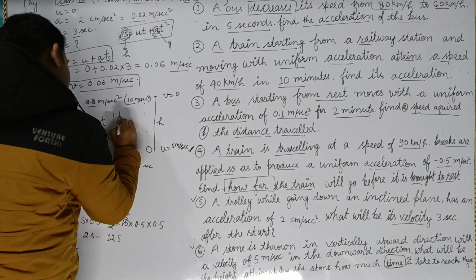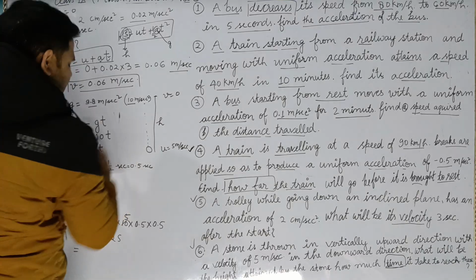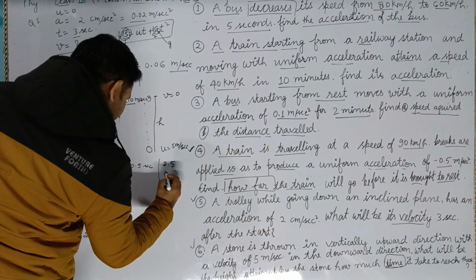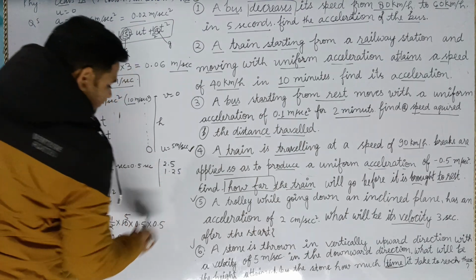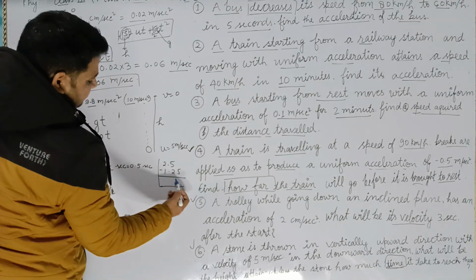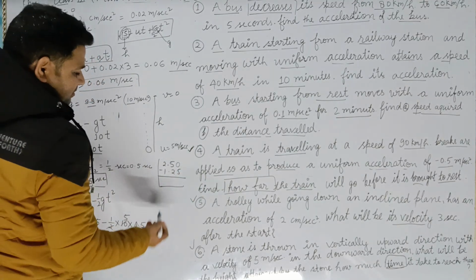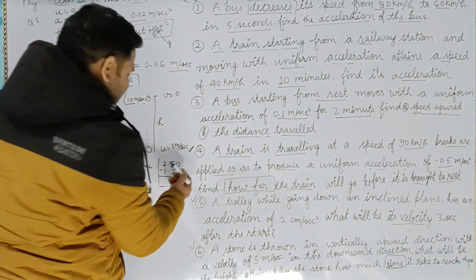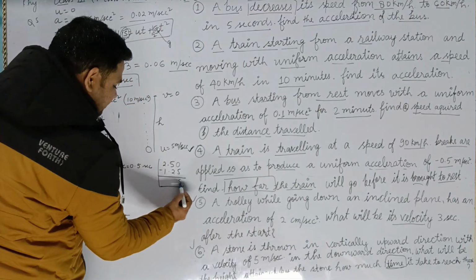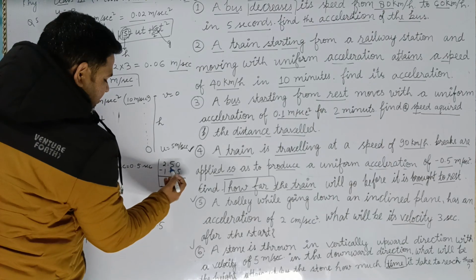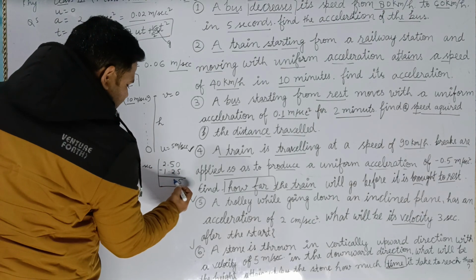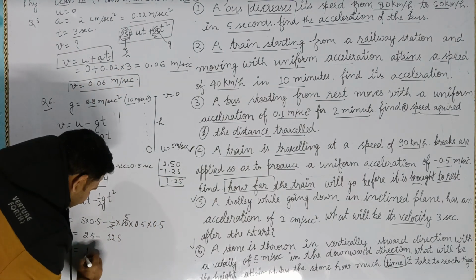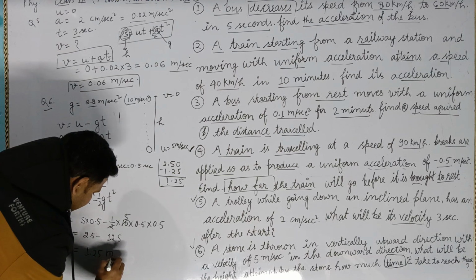Let me take rough work here: 2.5 minus 1.25. Take a 0, carry from 5 and it becomes 10, 10 minus 5 is 5, 4 minus 2 is 2, 2 minus 1 is 1. So 1.25 meter.